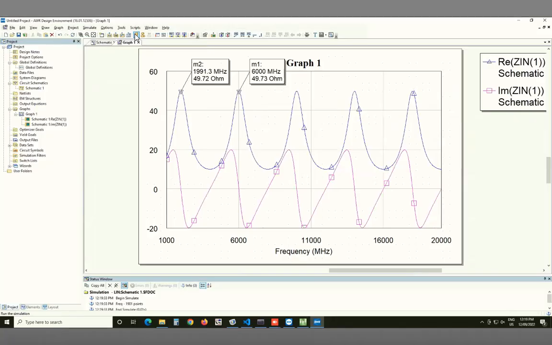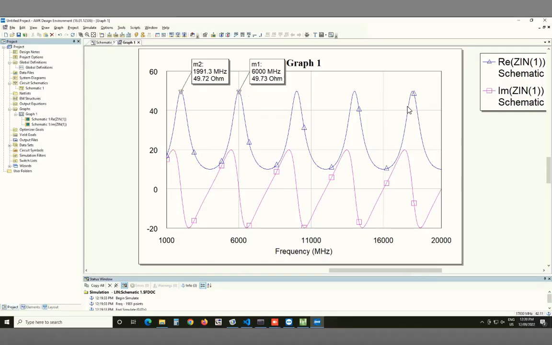So now we're looking at the full 1 to 20 gigahertz. 3 lambda by 4 at 6 is the definition. So it's lambda by 4 at 2, 3 lambda by 4, 5 lambda by 4. Just a little while back, we discussed the difference between using a lambda by 4 and a 3 lambda by 4 in terms of its frequency response.